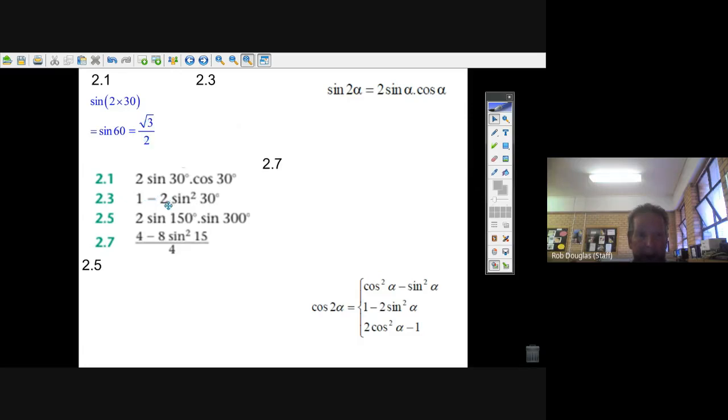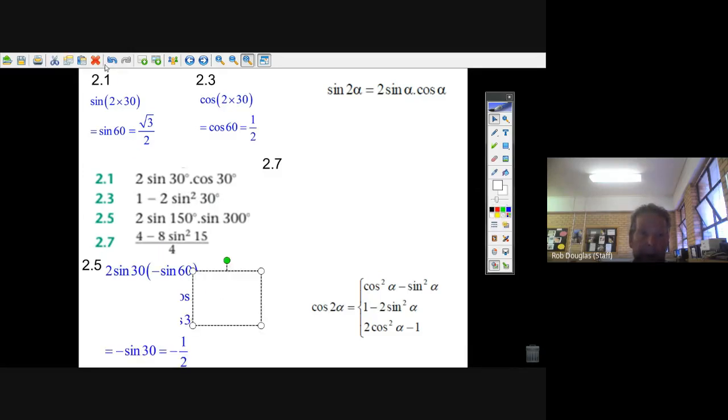What about 1 minus 2 sine squared theta? Well, I look at the formulas, and there it is. 1 minus 2 sine squared theta is really the cosine of twice this angle. So it's the cosine of 60, which from our special triangles is just a half. Well, we can do a number like this. Let's take a look at the next one. We'll get rid of those little boxes.